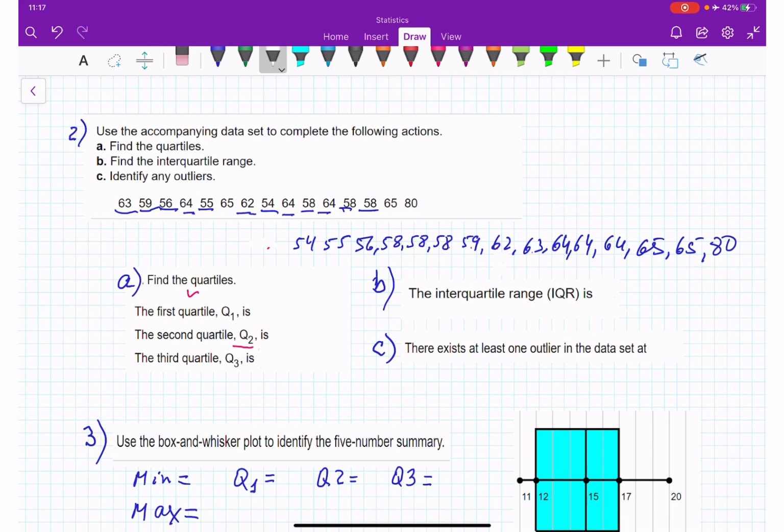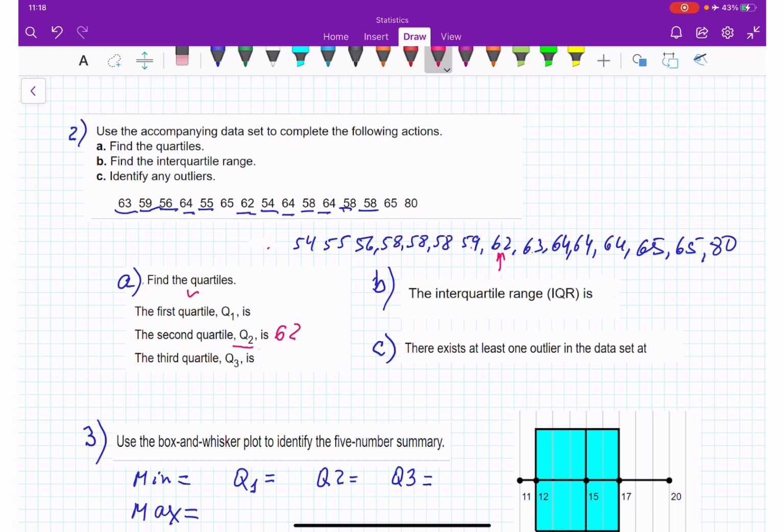and quartile 3. So we always start with quartile 2, and you can see that in the video lecture because quartile 2 is the median. So if I look at quartile 2, it's going to be 62, because here I will have 1, 2, 3, 4, 5, 6, 7 on one side and 7 on the other. So in this case, our quartile 2 is going to be 62.